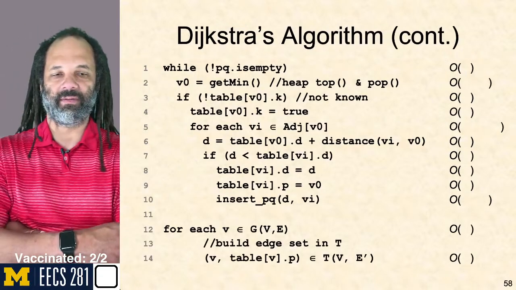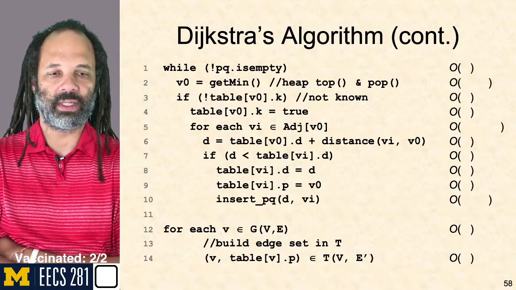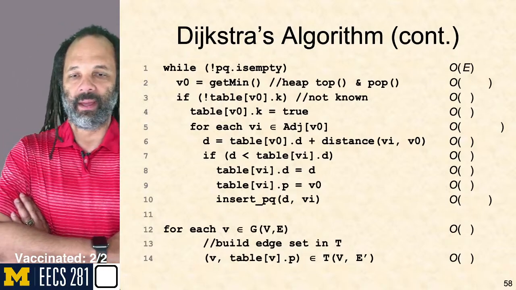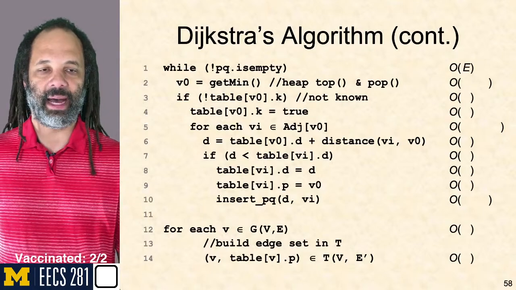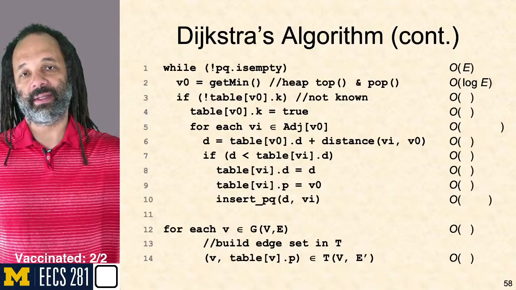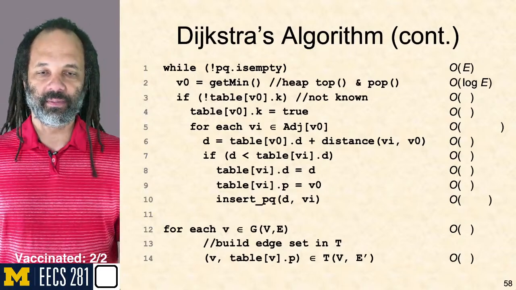So this is the rest of Dijkstra's algorithm here. While the priority queue is not empty, in the worst case, we're going to go through all of the edges there. So that's a big O of E. As I get the min, that's a top and pop. That's a log E because I do pull off the top, which breaks the priority queue. Then we have to fix the heap. That's the log E fix.